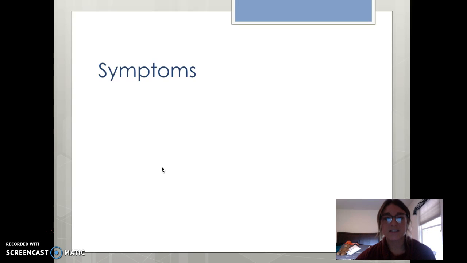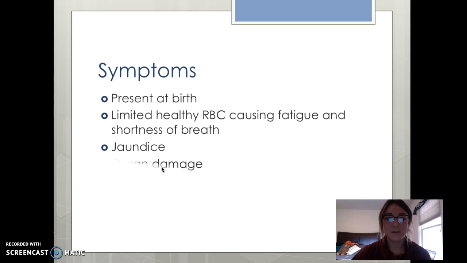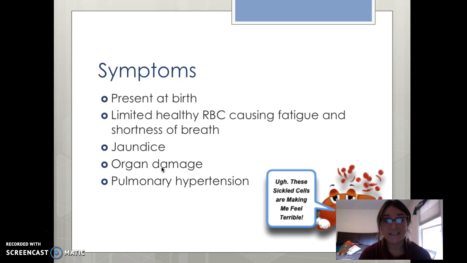Next we're going to discuss the symptoms of sickle cell disease. Sickle cell disease is present at birth. However, most infants don't show any signs or symptoms until about 4 months old. These symptoms are caused mainly by not enough healthy red blood cells bringing adequate oxygen throughout the rest of the body. That causes fatigue and shortness of breath. There may be yellowing of the eyes or of the skin, which is also known as jaundice.